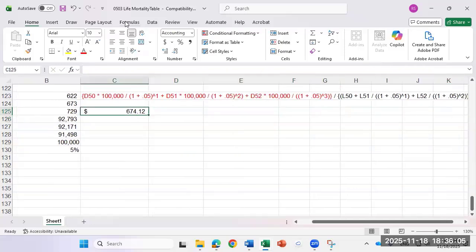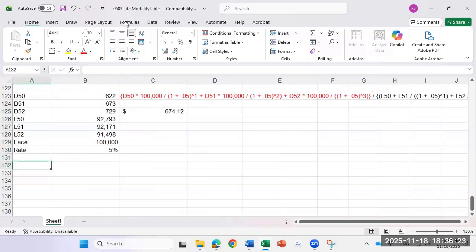674.12. Now, is that right? We can test it and see if it's right. And I'm going to show y'all how to test it. You won't be doing it on this problem, but you will be doing it on the endowment problem, so just to give you some practice. Since Bill Gates was screaming at me, let's see if it was actually right. So let me walk you through this process because I think this really helps you understand.